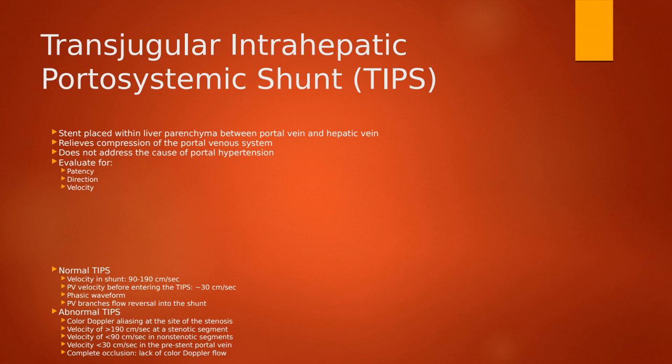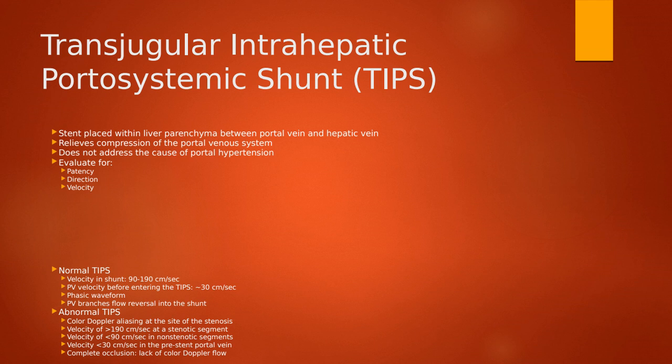An abnormal TIPS is when we see color aliasing at the site of where that shunt is placed. Could indicate a stenosis in that shunt. So the velocity within the shunt itself could indicate a stenosis if it's greater than 190 centimeters per second. A velocity of less than 90 centimeters per second is going to indicate that there could be some other kind of distal blockage in that area.